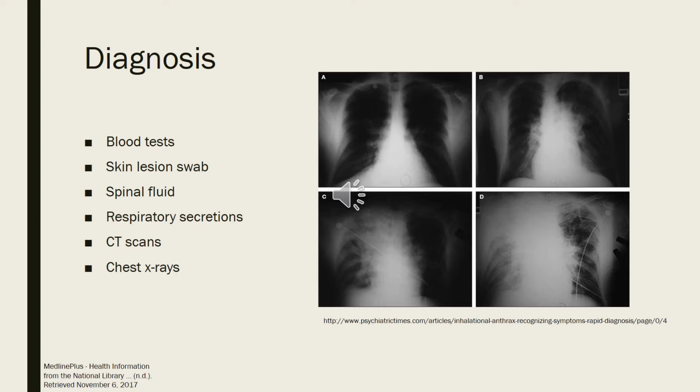If you look at the picture, you're going to see a variety of chest x-rays going from A to D, starting at A, just the normal chest, a little bit of sign of anthrax, moving on to B, progressing to C, and then finally D, where anthrax has fully taken over the chest, the lungs, everything.